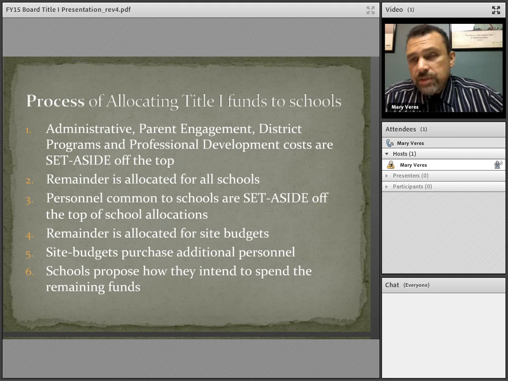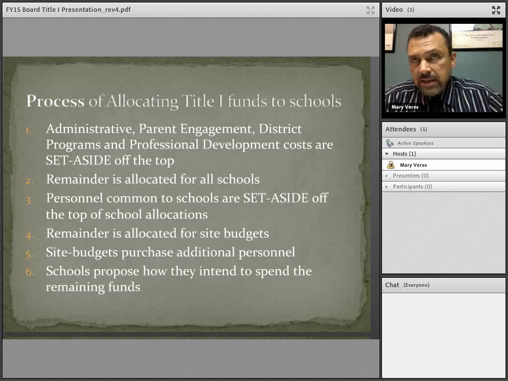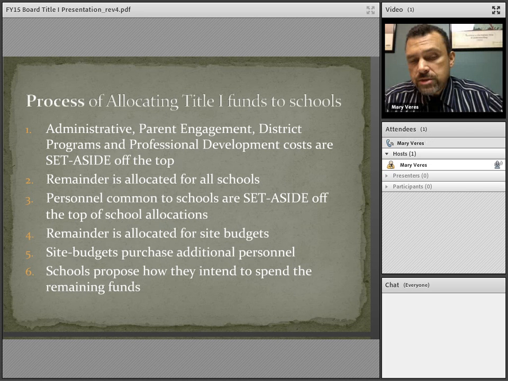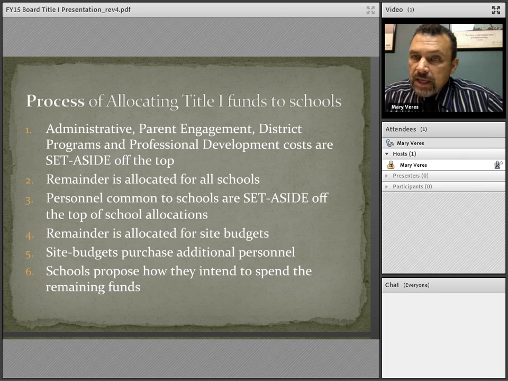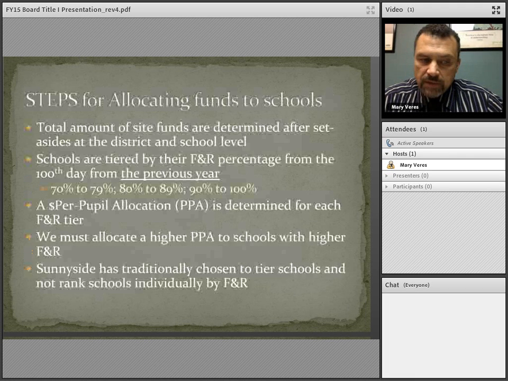Now, before the schools actually get their funding, we do another round of setting things off the top. So we do a set-aside in the Sunnyside district, where we assure that all of our elementary schools and all of our middle schools have the same type of personnel. That's our technology coaches, our ITCs, our PIAs, our parent involvement assistants, and for the elementary schools, all of the instructional aides. And then, once all that is taken off the top, the remainder is allocated to the sites. The sites then purchase their personnel, and then any remaining money they propose to our office, as well as to curriculum instruction, how they want to use the remaining funds.